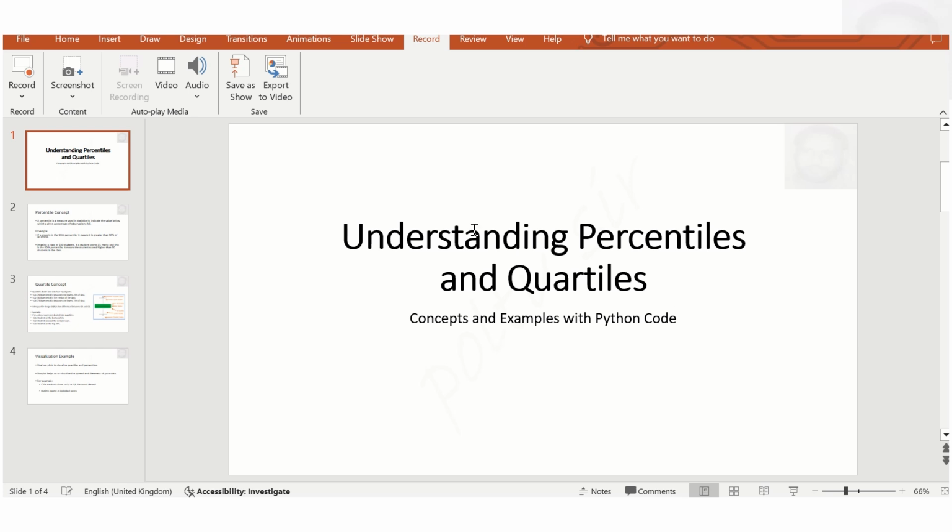Hello friends, as part of this discussion we'll be understanding the percentiles concept and also quartiles. These are two concepts we are going to discuss today, and we'll also be looking into some Python examples. So let's start.